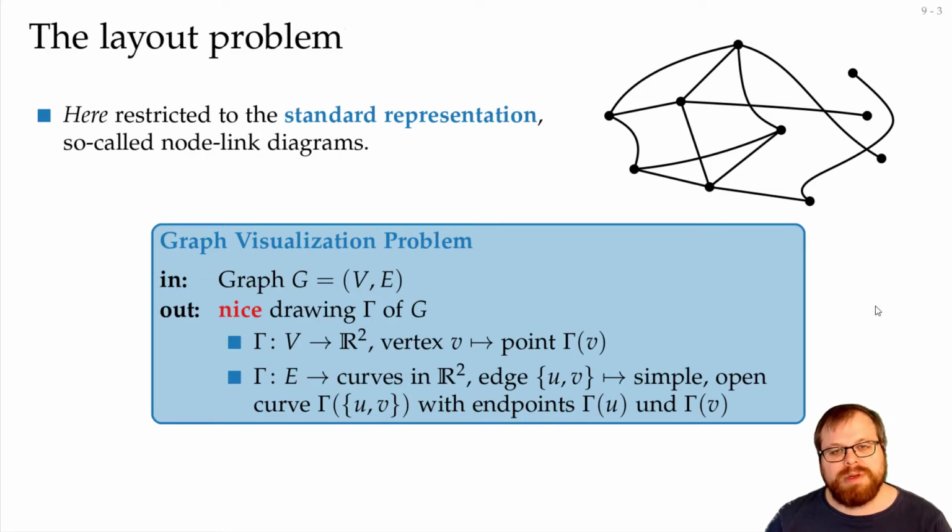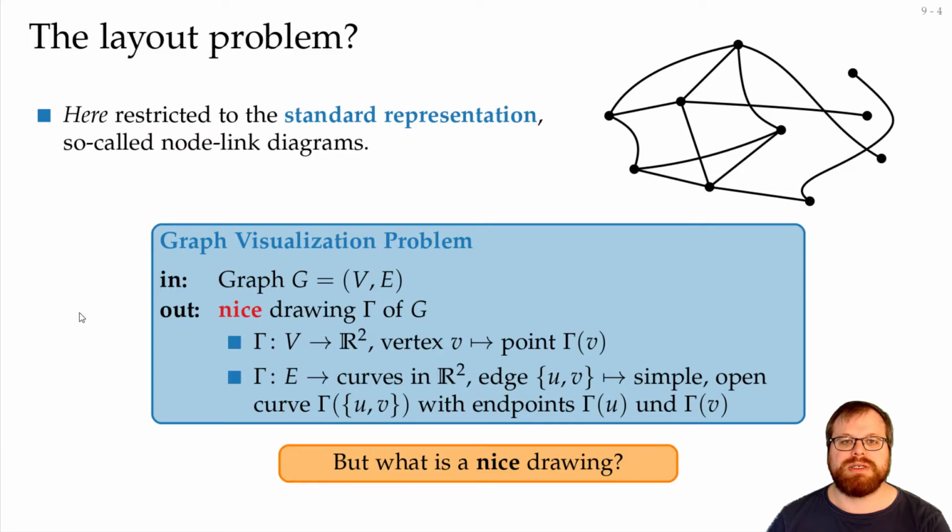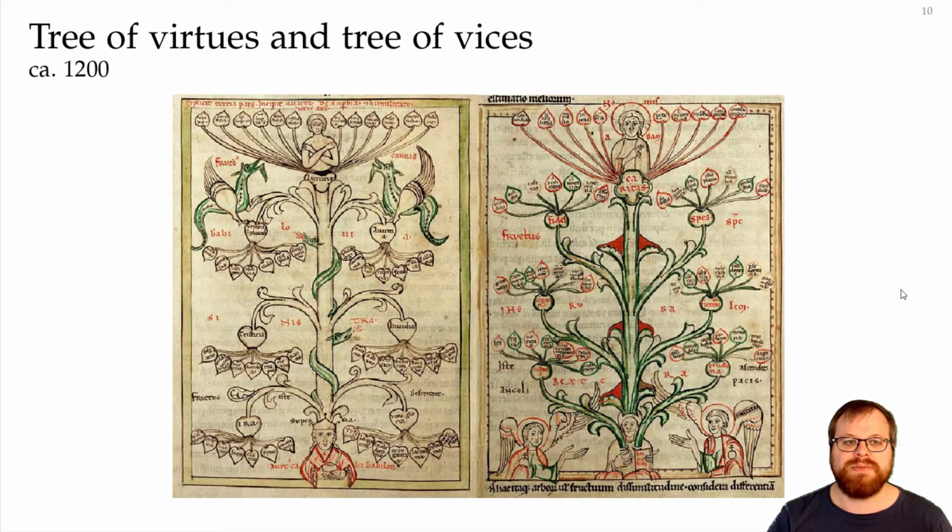The big problem, however, is what is a nice drawing? And this is not something that you can clearly define. Maybe different people will have different preferences when looking at different drawings. And even for different graphs, one drawing style can be very good for one, but very bad for another one. So there's not the one answer. But what kind of properties should a nice drawing have? For that, we want to have a look at a few examples.